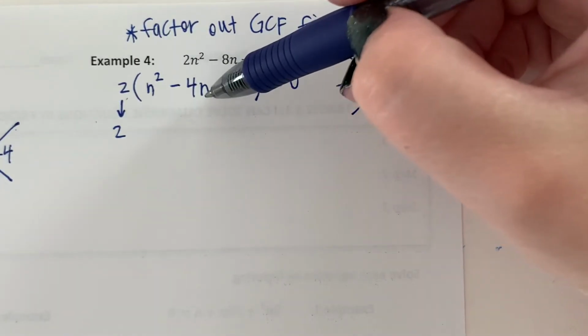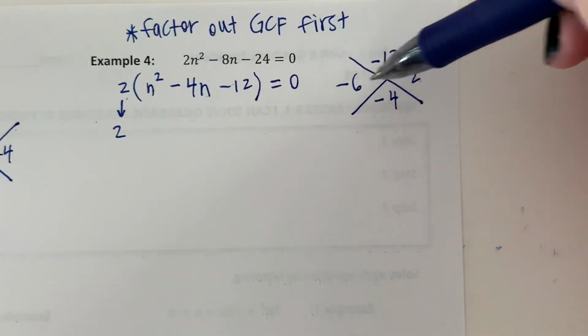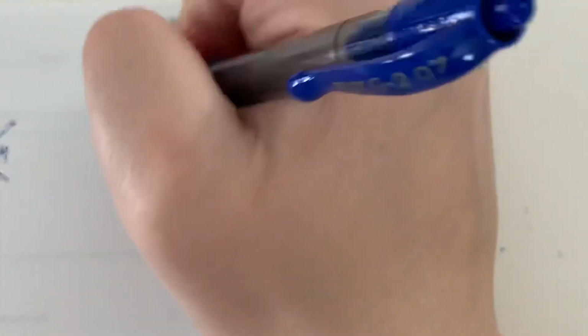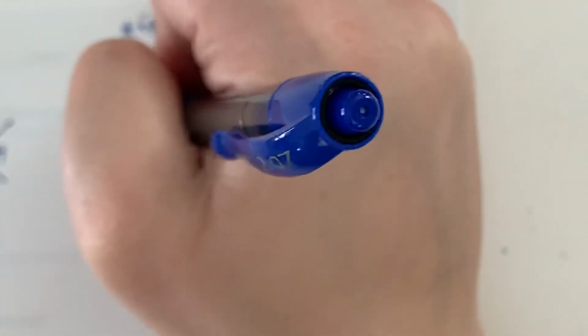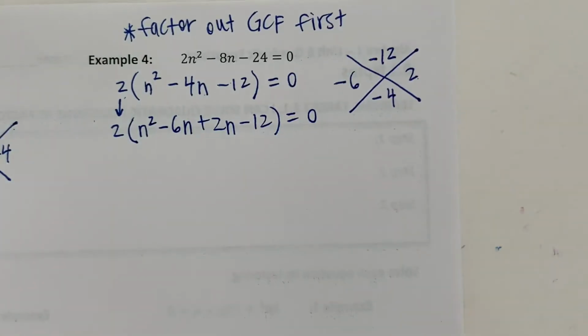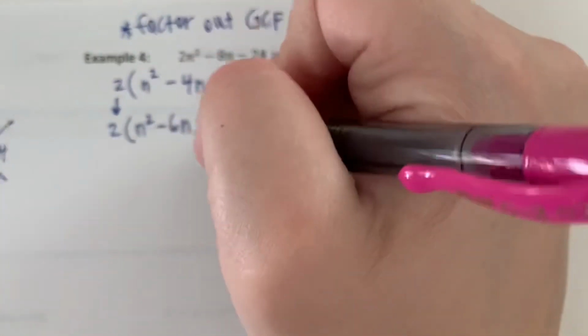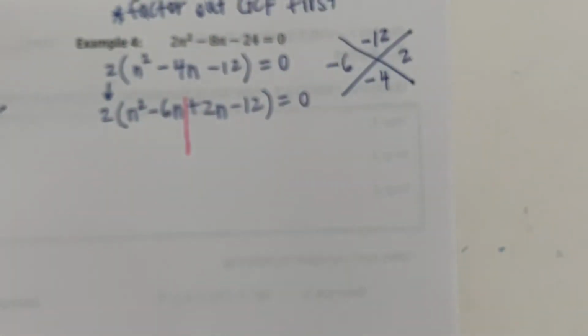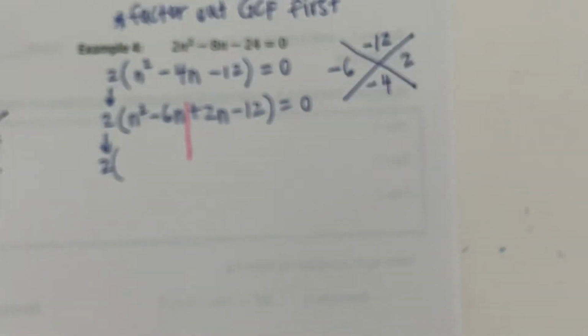Instead of writing negative 4n, I'll split it up into negative 6n and positive 2n. So here I've got n squared minus 6n plus 2n minus 12, and it's still equal to 0. Now I have 4 terms, so I can factor by grouping. Notice I'm going to continue bringing down that 2. It's along for the ride.